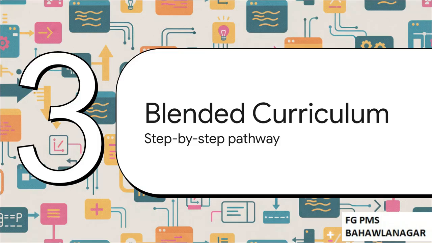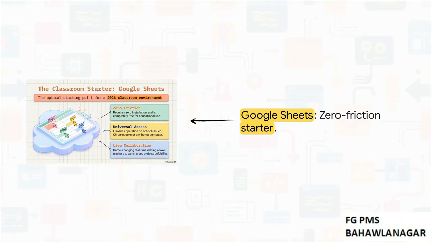This leads us right into Section 5, a blended curriculum pathway. We highly recommend starting your student's journey with Google Sheets, mainly because of its zero-friction environment. It requires no installation, it's completely free for educational use, and it offers flawless universal access on those school-issued Chromebooks. But honestly, the most important part is its game-changing live collaboration. As a teacher, you can actually sit back and watch group projects unfold live. You can literally see multiple students' cursors buzzing around the screen as they solve problems together in real time.